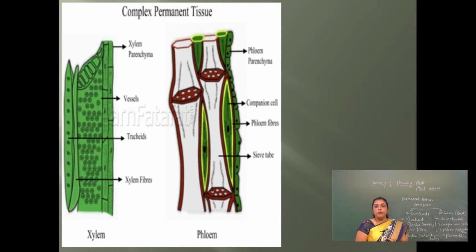Coming to the phloem, here phloem parenchyma is present with companion cells, and phloem fibers are present, and sieve tube and sieve plates are present. In the phloem, parenchyma, companion cells and sieve tubes are living, whereas phloem fibers are dead. The main function of phloem is to conduct food from leaves to different parts of plants.